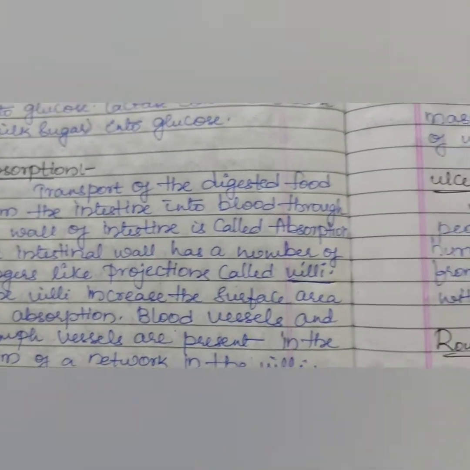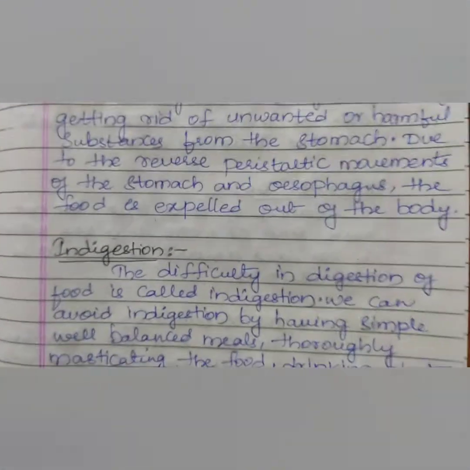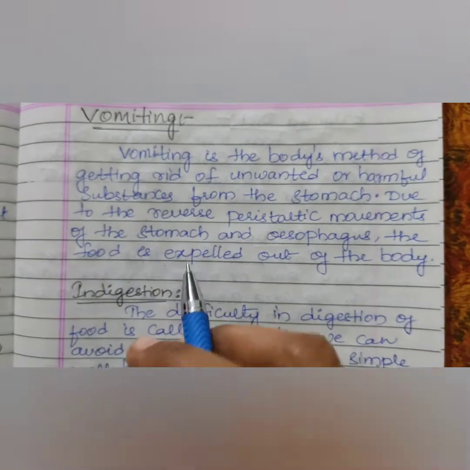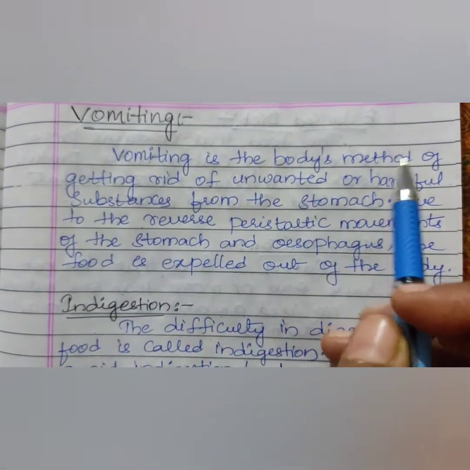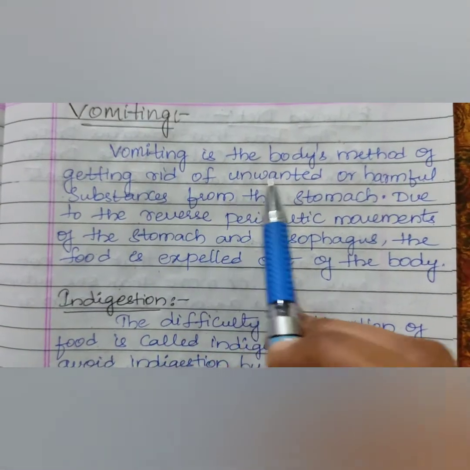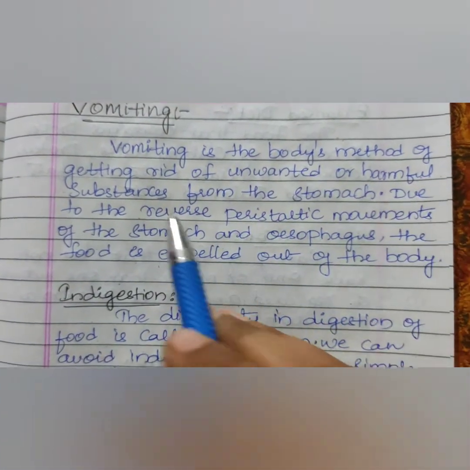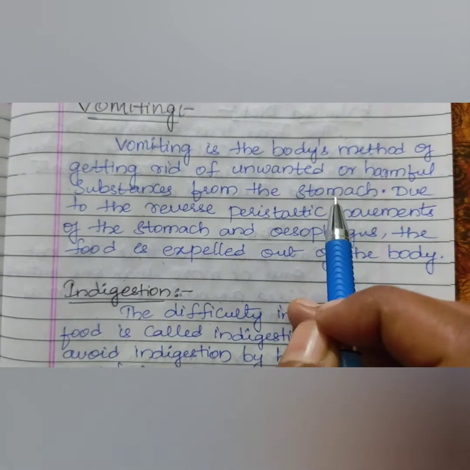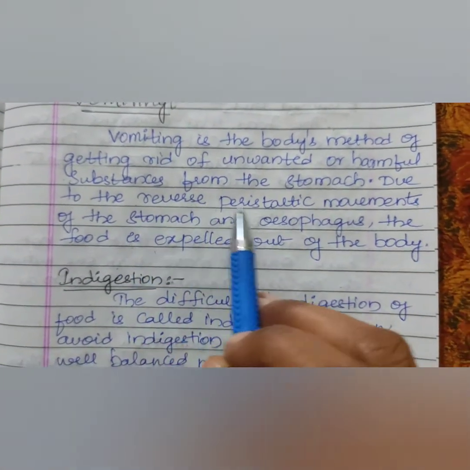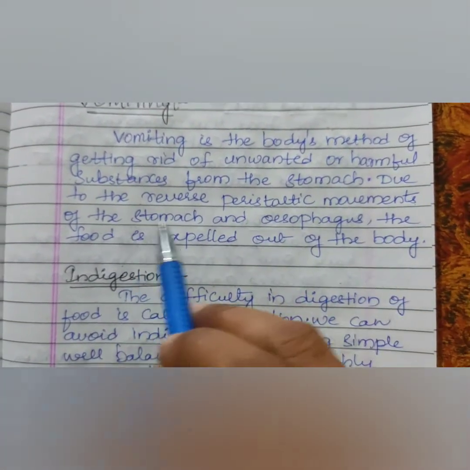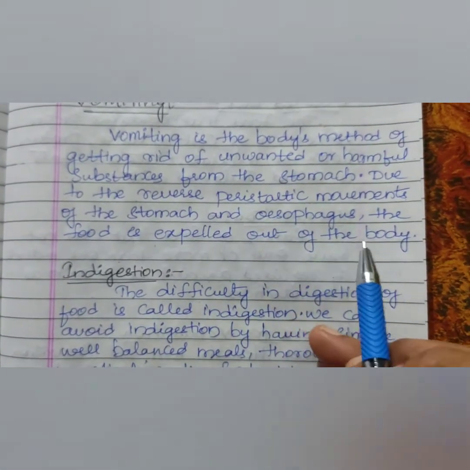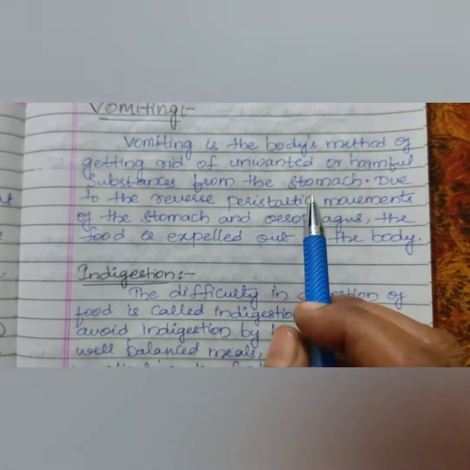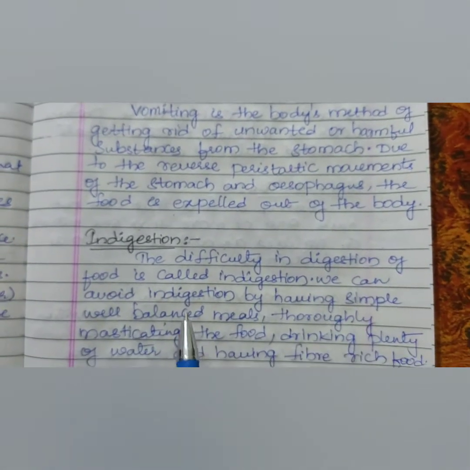Next are some of the terms we will define. See, vomiting. What is vomiting? Vomiting is the body's method of getting rid of unwanted or harmful substances from the stomach. Due to the reverse peristaltic movements of the stomach and esophagus, the food is expelled out of the body. So this is vomiting.